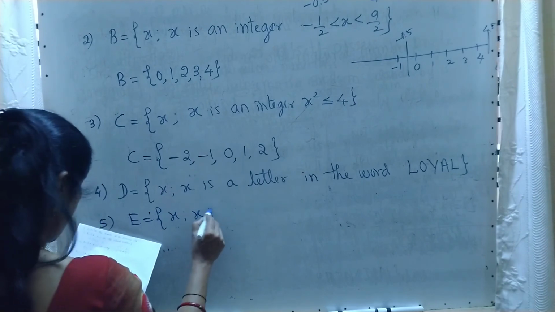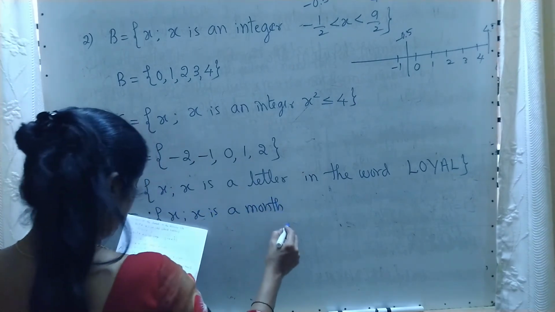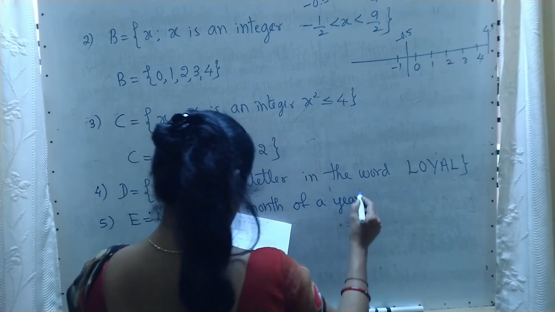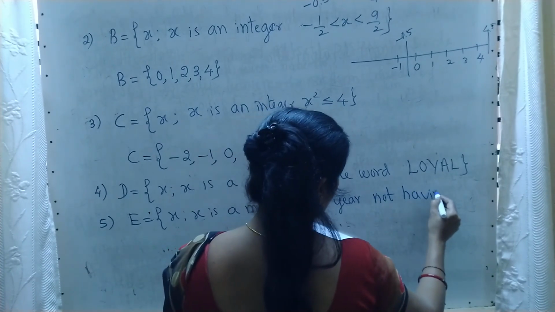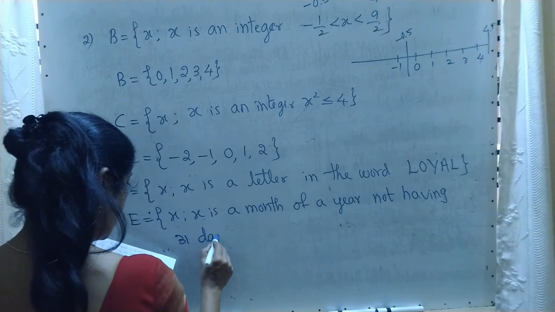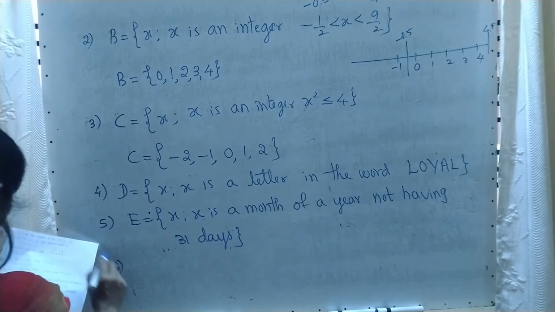X such that x is a month of a year not having 31 days. And you know how to write this. That is also a question as an assignment.